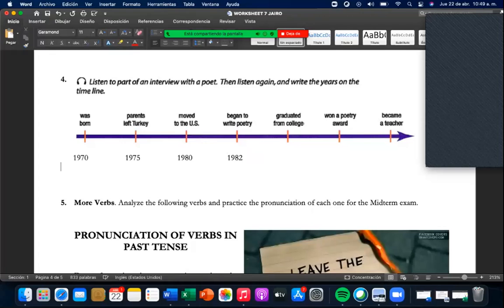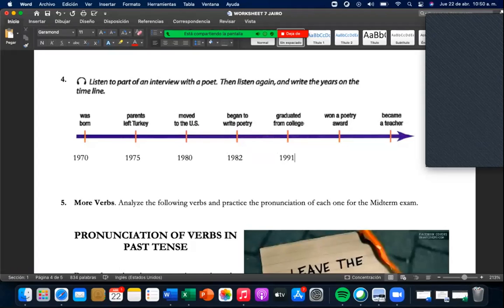Good. Let's move to the fifth event. That is the year in which he graduated from college. Do you have any idea? In 1991. 1991. Okay, he graduated from college in 1991.